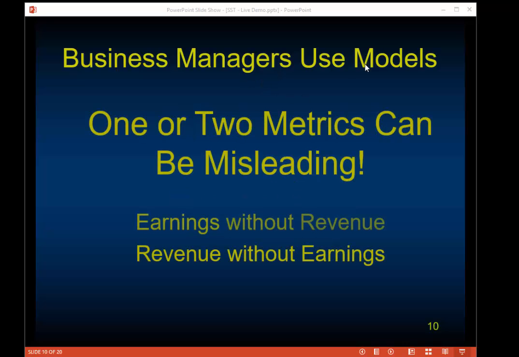Business managers use models because one or two metrics can be very misleading. Let's apply that to trading now. As traders, we all know that an earnings report without revenue is only half the story, and vice versa, revenue without earnings. So, I think that's a perfect example of how one number, whether it's earnings or revenue, just doesn't tell you anything.